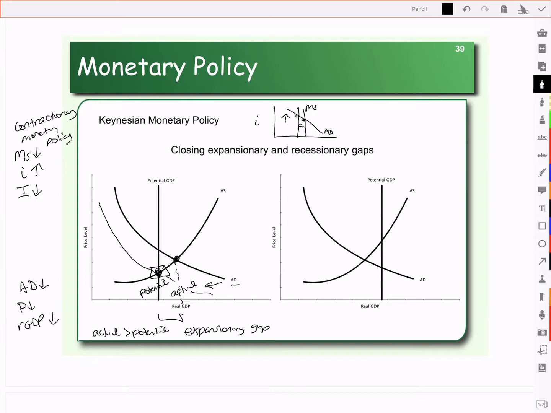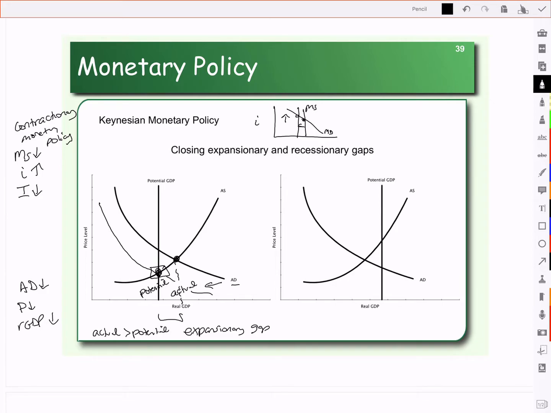So contractionary monetary policy decreases the money supply, so we take money out of circulation, or we raise the target reserve ratio, or we raise the bank rate and the overnight target rate. Any of those would make interest rates go up, investment spending go down, and aggregate demand decrease, and we're essentially slowing down the economy, making prices fall so that we get rid of that expansionary gap, that too much inflation, the economy growing too fast.